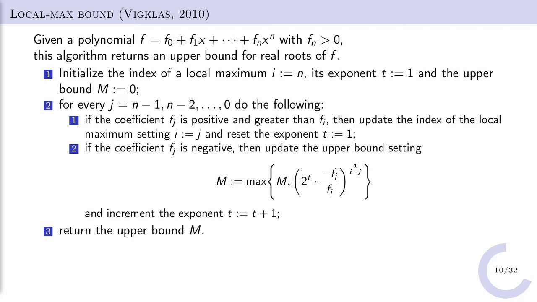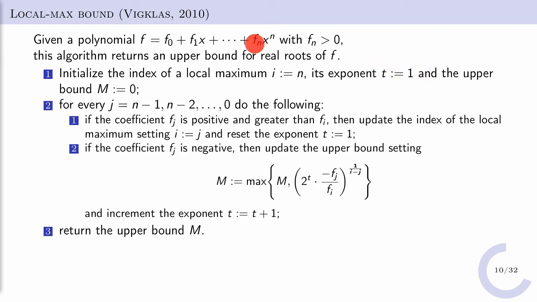This algorithm works like this. We take a polynomial and we initialize the local maximum. Of course, the leading coefficient must be positive. If it is not positive, we will replace f by minus f, so we make sure that fn is greater than 0. So we start with the leading coefficient as the local maximum, and we start with exponent 1.